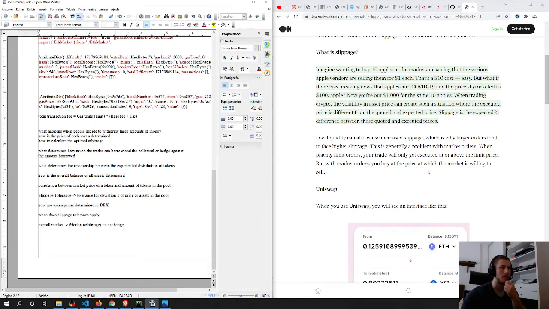Low liquidity can also cause increased slippage, which is why larger orders tend to face higher slippage.